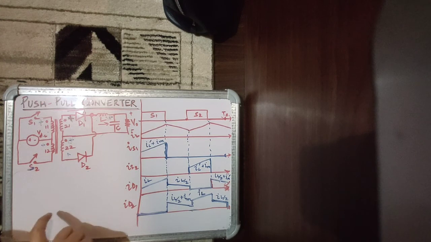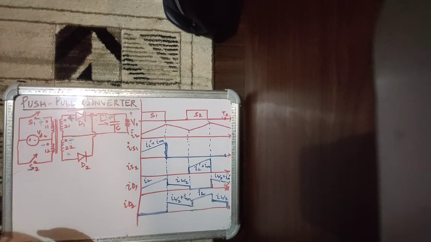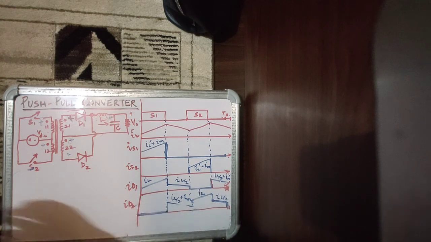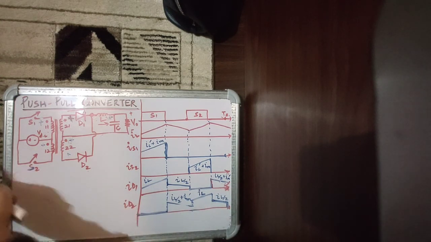So just try to draw these waveforms. It slightly appears to be a little tricky, but it is not. If you draw these waveforms and draw the equivalent circuits, in every interval you can write their current sharings, and then you can simply draw them. If you draw it like a table, it will be very easy for you. So with that, we finish isolated DC to DC converters.